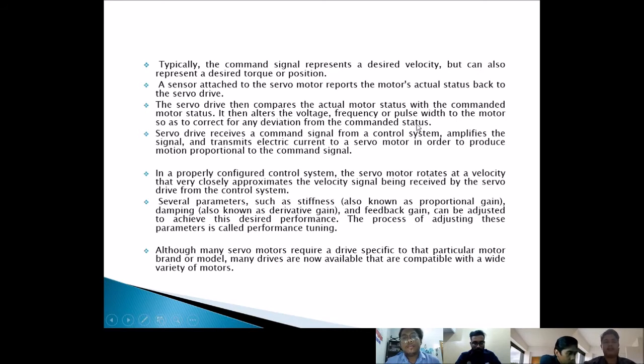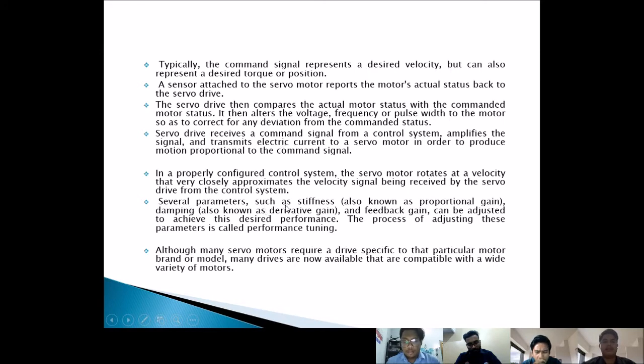the commanded status. Next, the servo drive receives a command signal from a control system, amplifies the signal and transmits electric current to a servo motor in order to produce motion proportional to the command signal. In a properly configured control system, the servo motor rotates at a velocity that very closely approximates the velocity signal being received by the servo drive from the control system.